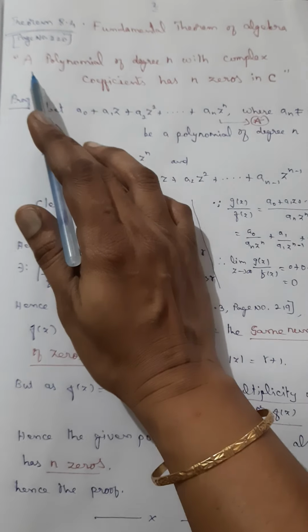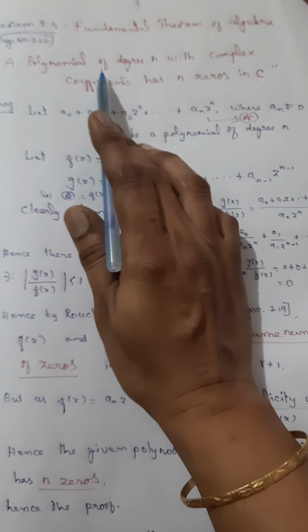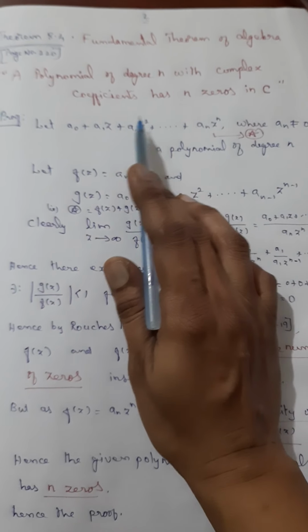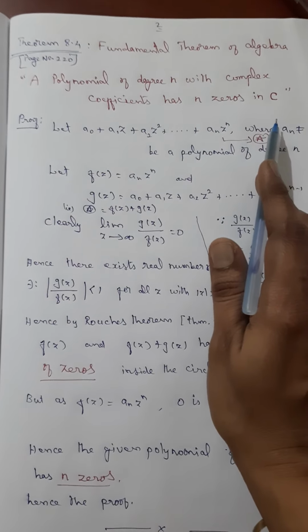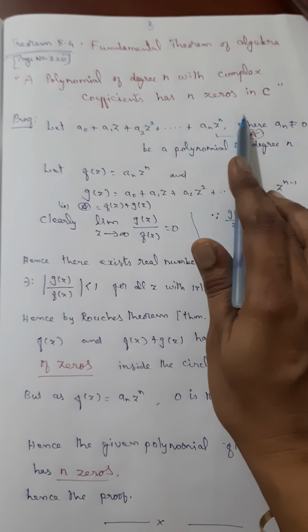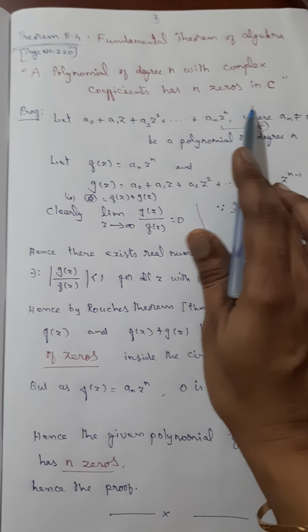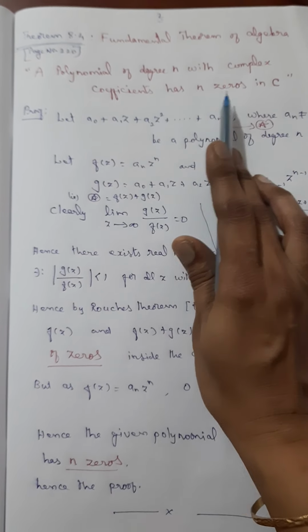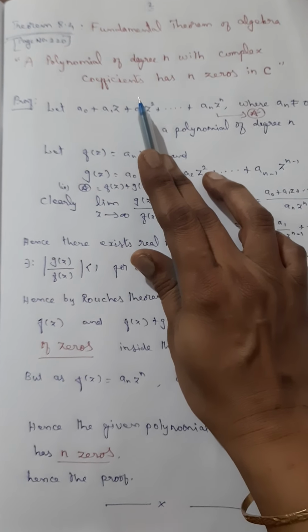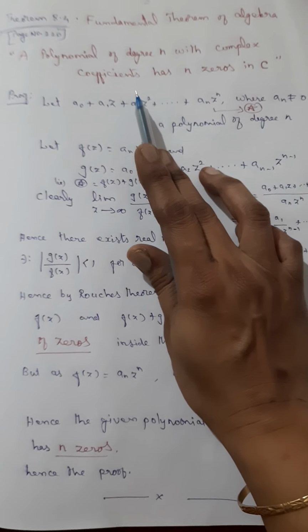The statement is: a polynomial of degree n with complex coefficients has n zeros in C. I think you are all familiar with the polynomial, isn't it? Of degree n with complex coefficients. The coefficients of the polynomial are all complex numbers. Okay.